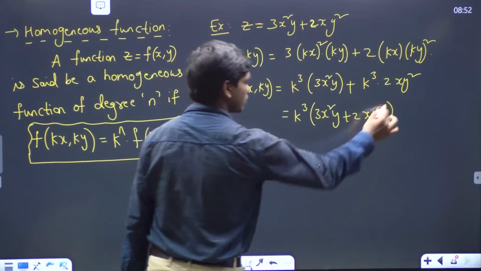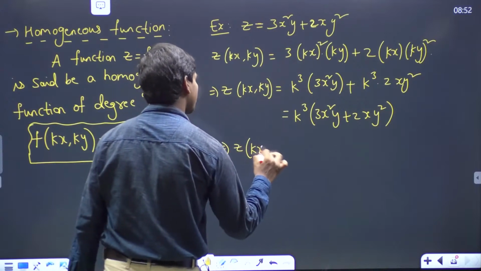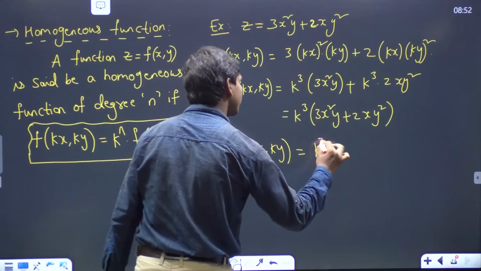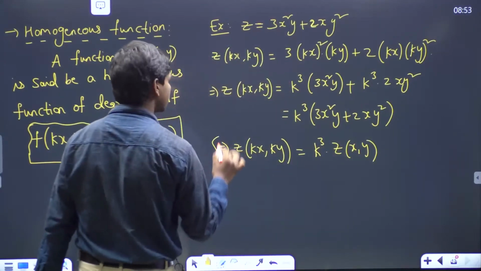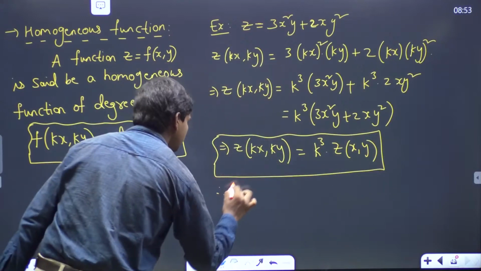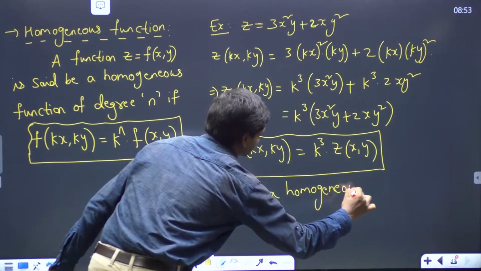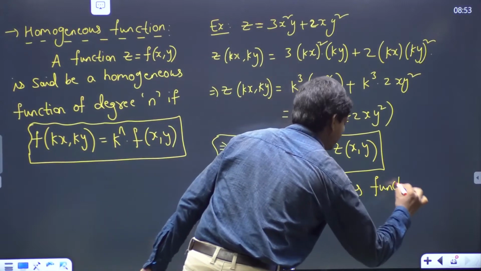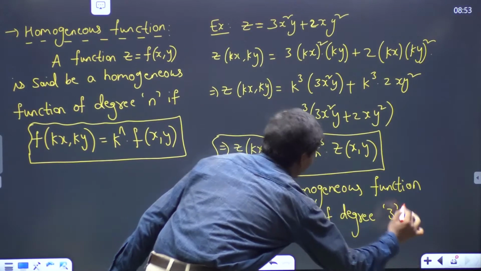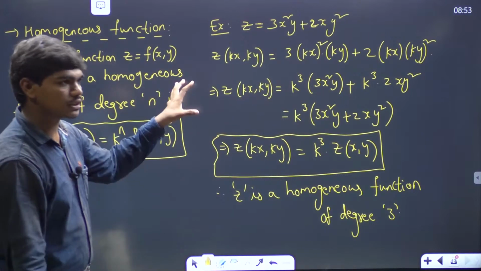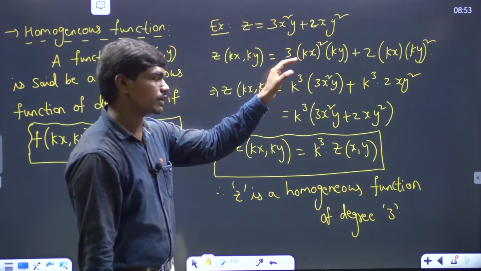Yes or no? 2xy². So this implies z of kx comma ky is equal to k cube into, if you see, this expression is same as z of x comma y. So which means you say this z is a homogeneous function of degree 3. Therefore, z is a homogeneous function of degree 3. Basically you call these functions homogeneous if this particular condition is satisfied, and as we discussed, this z is a homogeneous function of degree 3.